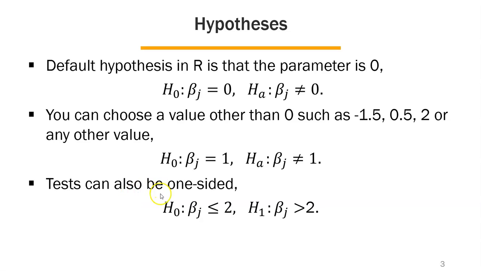And then we also have the possibility of a one-sided test. As you see there, that would be indicated with the null hypothesis that the coefficient is less than or equal to some number or greater than or equal to some number.